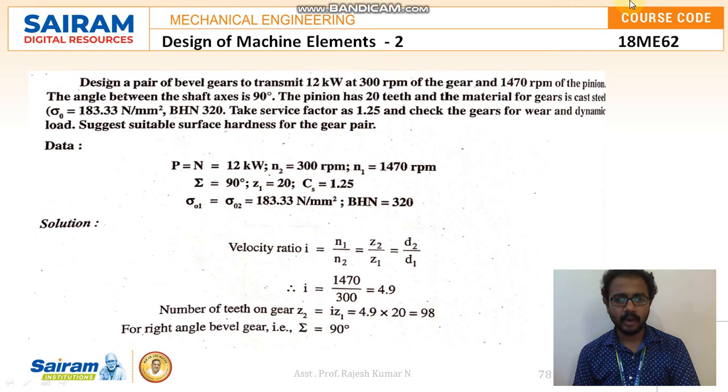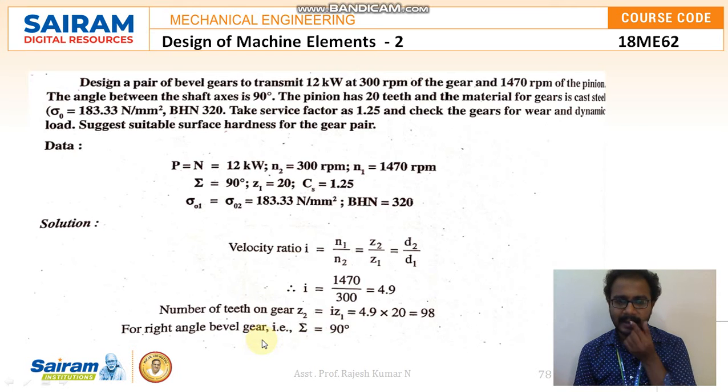So we shall start the problem with finding the velocity ratio, because we need to find the other unknowns, that is Z2 and other things. As we know, the velocity ratio formula is I equal to N1 by N2, which is equal to Z2 by Z1, which is equal to D2 by D1. Since N1, N2 and Z1 are known, I can find Z2. First let me find the I value, that is 4.9, and equating I to Z2 by Z1, I get Z2 as 98.